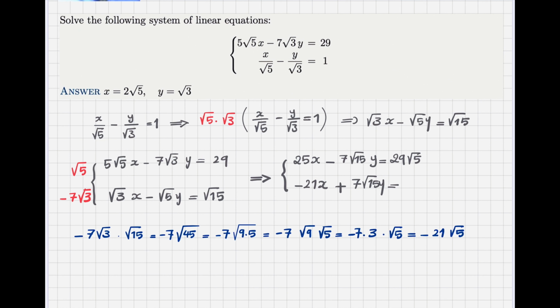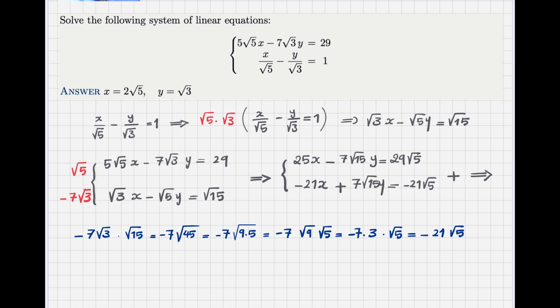So that is important to understand. Okay, so when I multiply this by that number, instead of writing minus 7 square root of 45, I can write it minus 21 square root of 5. Yes, so it becomes minus 21 square root of 5. And now I use the method of addition and I add them.